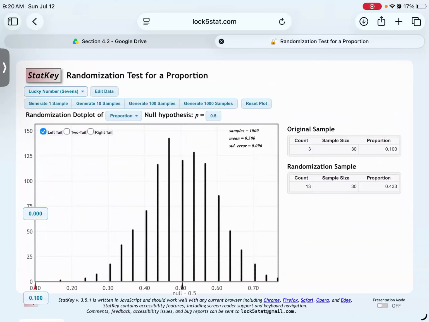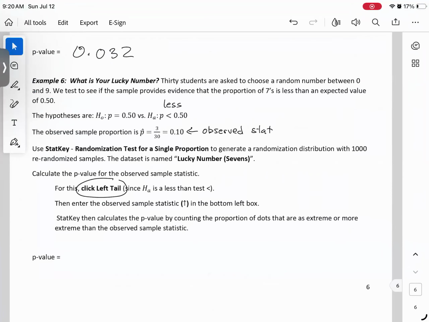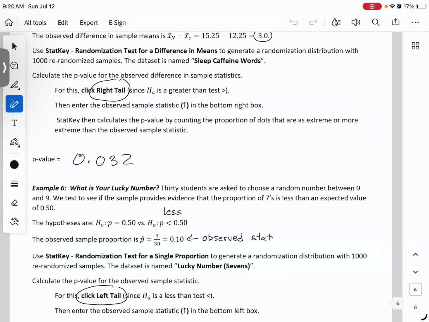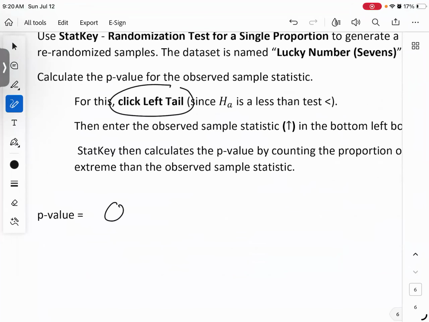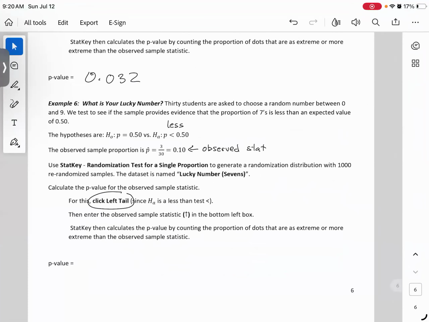Now, again, whenever you do any of these StatKey examples in your homework, always make sure that 100% of the time you use StatKey for a part of your homework, there's going to be some sort of graph or image to submit in order to get your credit for that problem. So yeah, that would be a p-value of 0.000.